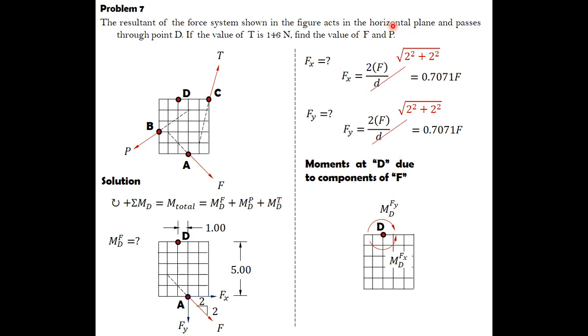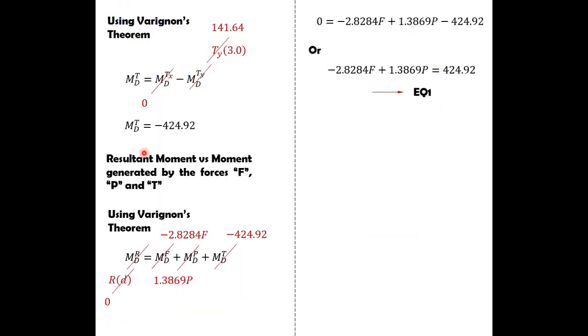Okay, kasi nga, if the resultant force is acting horizontally, meaning to say, the resultant force is also equivalent to its x component. So again, the resultant is also equivalent to its x component. And if the resultant force is equivalent to its x component, its y component is definitely equal to 0. Okay, why? Because the resultant is purely horizontal.